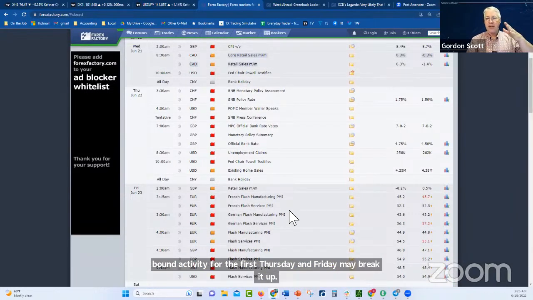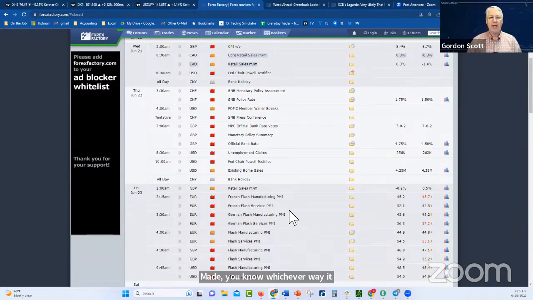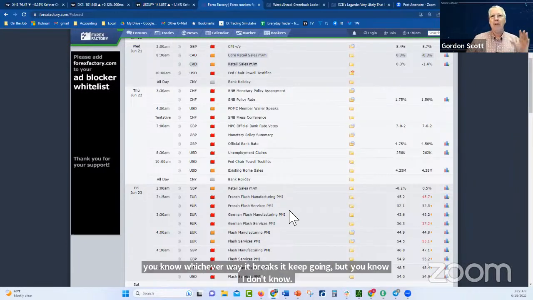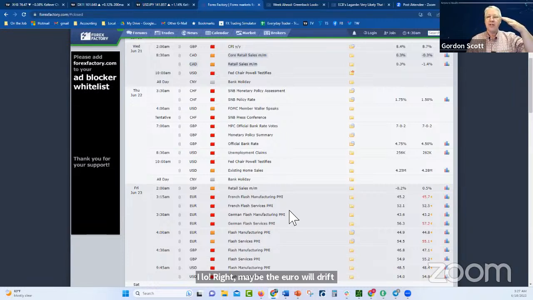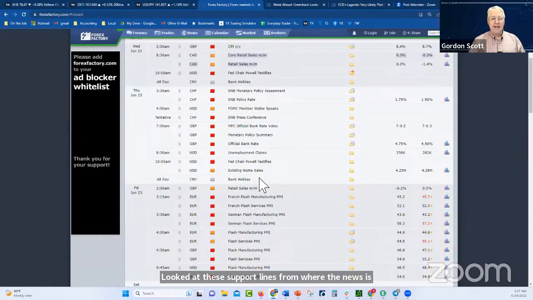Whichever way it breaks, it could keep going quite a bit. I don't know, high or low, right? Maybe the euro will drift higher, but then Thursday or Friday, something will happen and the euro will drop, right? A scenario like that could play out. But a simple look at these resistance and support lines from where the news is going to leave you could create that kind of situation.